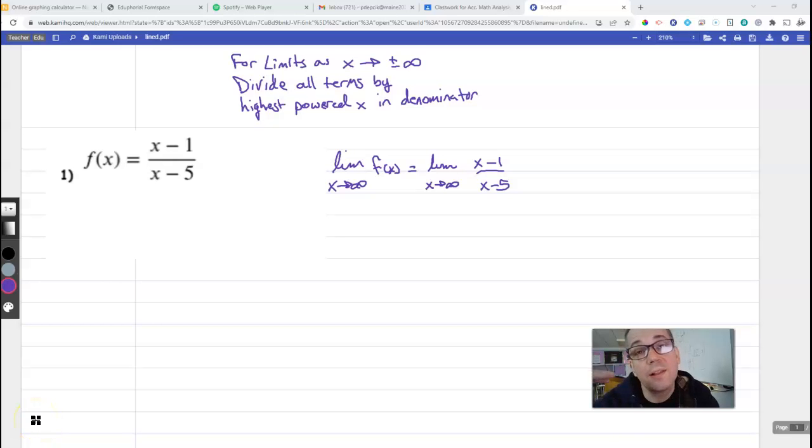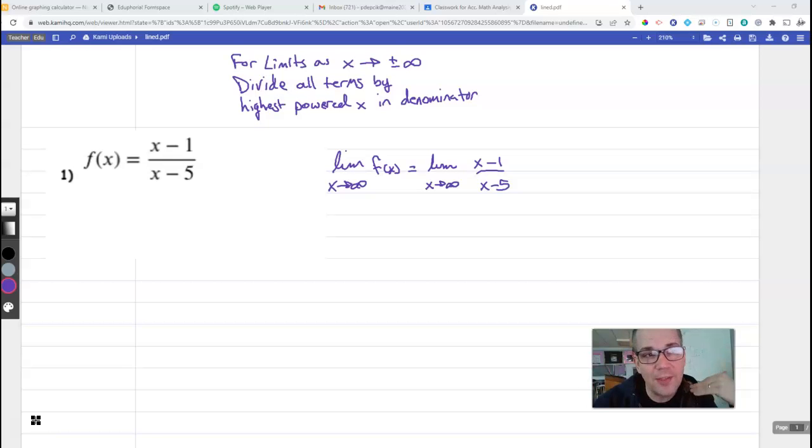Phase 1, we want to look at the limit as x approaches infinity and as x approaches negative infinity for these rational functions. And the trick that we're going to use, and you might develop some shortcuts, feel free to use them, is to look at the highest powered x in the denominator and divide everybody by that highest powered x.